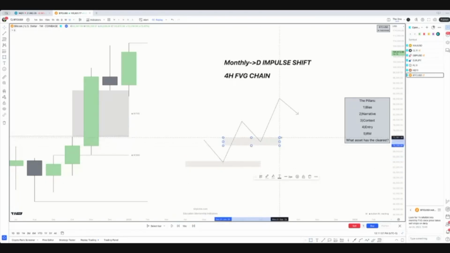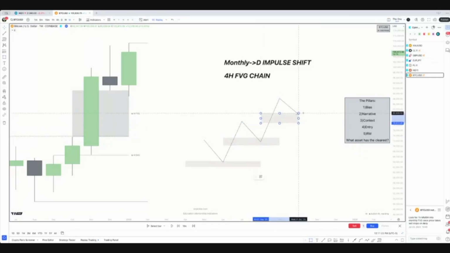We pass up on that first 4-hour fair value gap. It's not ready just yet, because now we're diving down into a much lower time frame than the daily. So we need more confirmation because we're going lower in time frames, right? So we avoid the first 4-hour fair value gap. That's not enough. It's not ready.